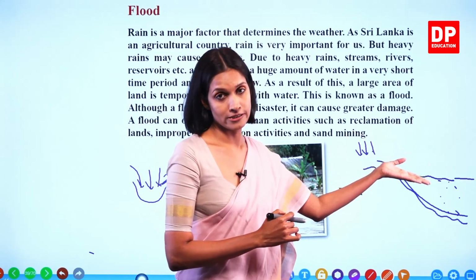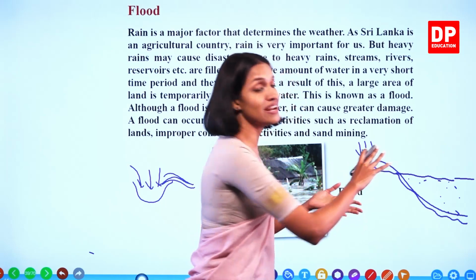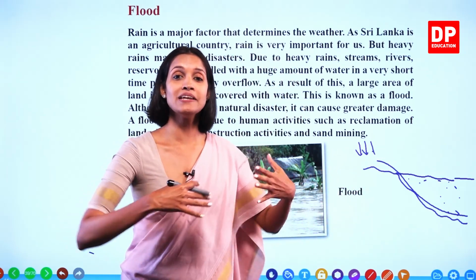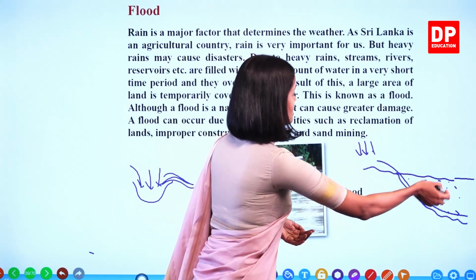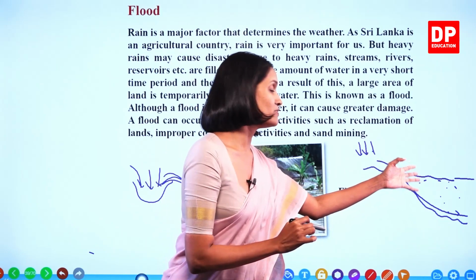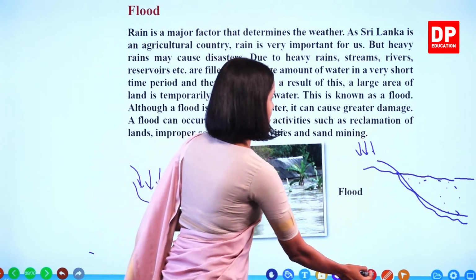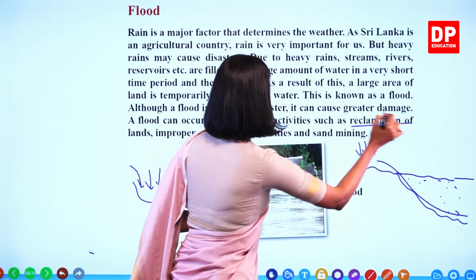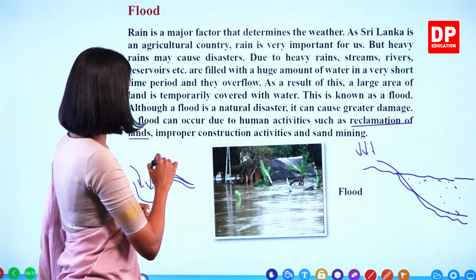Thereby floods will occur, right? Thereby it will cover the normal land areas with houses and other properties. Okay, children? So refilling or reclamation of lands is one human activity that causes floods. Okay, children? Here we'll underline that. Reclamation of lands or refilling lowland areas.